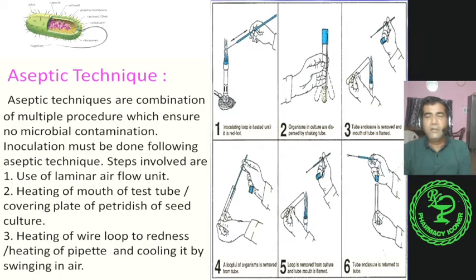After doing that, we again heat the nichrome wire loop or platinum wire loop, so that if some microorganisms are there, they will be destroyed and during the next use cross contamination does not occur. This is called aseptic technique. Aseptic technique means a technique which ensures no contamination.